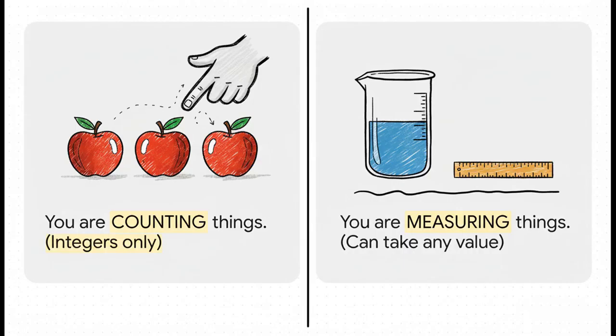And for any numeric data, this distinction boils down to one simple idea. Are you counting or are you measuring? If you're counting individual whole things, 1, 2, 3, that's discrete. But if you're measuring something on a scale that can take on any value, like time or weight or distance, well, that's continuous. Getting this right is absolutely the key.